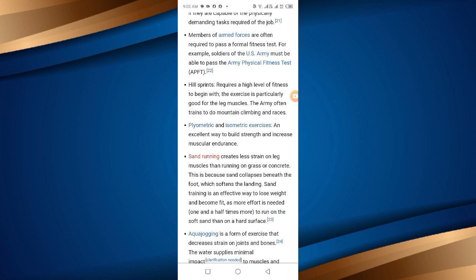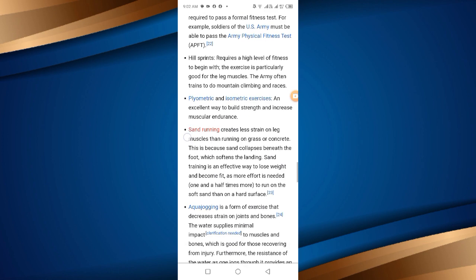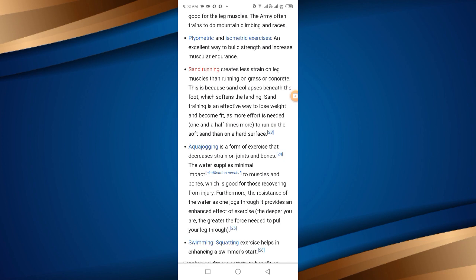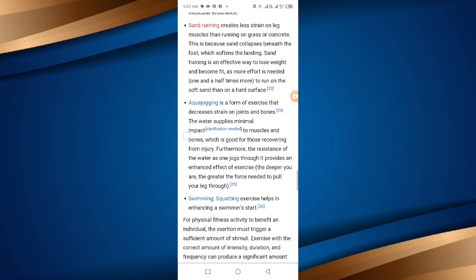The plyometric and isometric exercises are an excellent way to build strength and increase muscle endurance. Sand running creates less strain on the leg muscles than running on grass or concrete. This is because the sand collapses beneath the foot, which softens the landing. Sand training is an effective way to lose weight and become fit, as more effort is needed, 1.5 times more, to run on soft sand than on a hard surface.